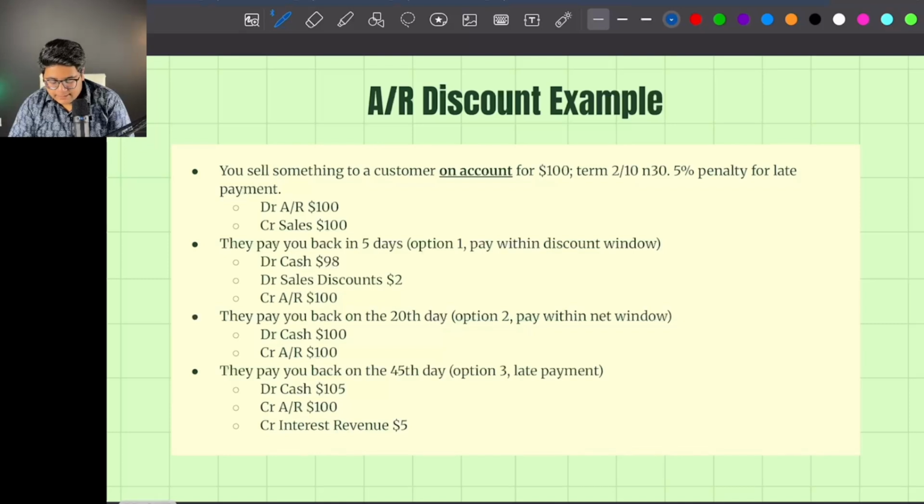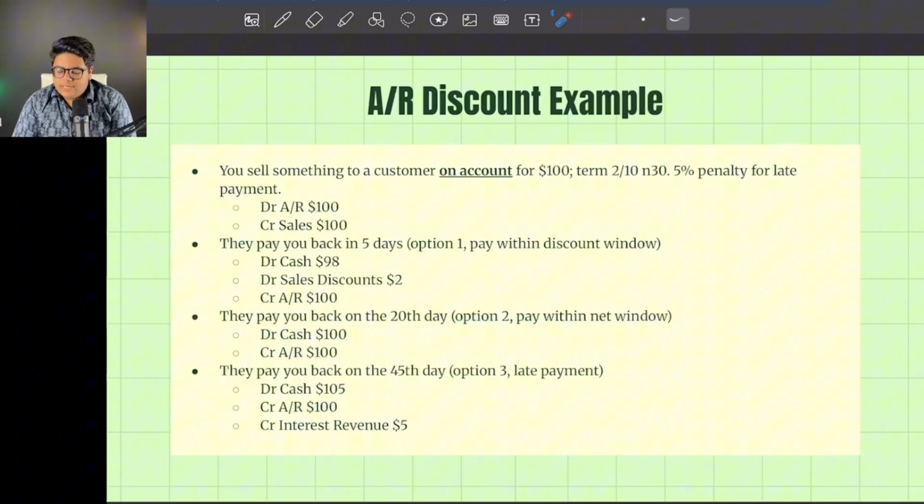And yeah, now let's go over the discount example. I didn't go over this in the last slide, but let's say you sell something to a customer on account for $100. The term is 2-10 net 30. What this means is if you pay me back within 10 days, you can get a $2 discount. If you pay me back within 30 days, you have to pay the net amount. And let's also add another contingent. Let's say you have a 5% penalty for late payment. As in, if you pay me past this 30-day amount, you're going to have to pay me a 5% penalty.